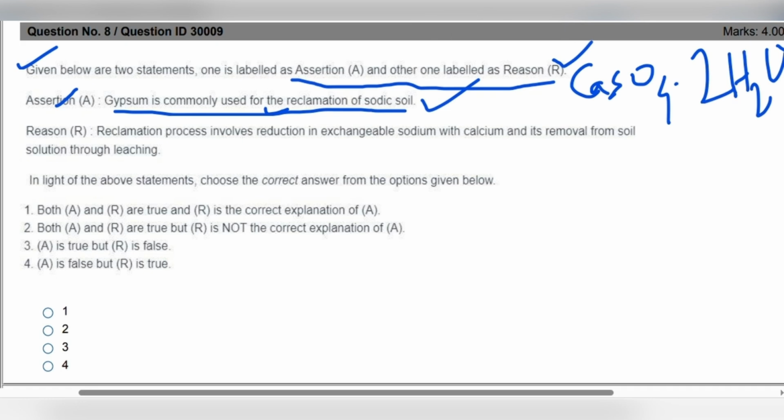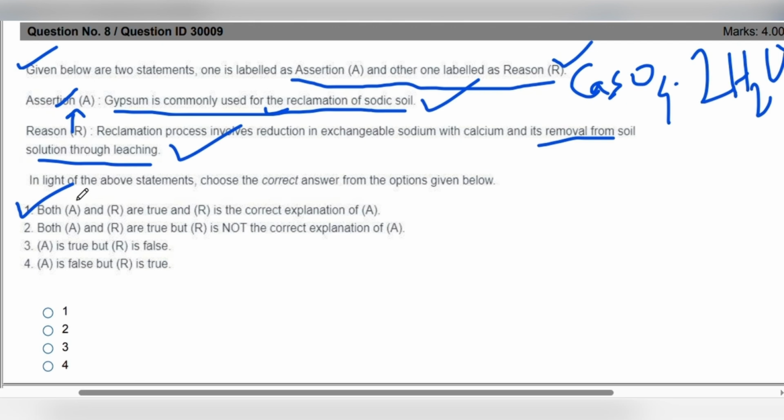And the reason says the reclamation process involves reduction in exchangeable sodium with calcium and its removal from the soil solution through leaching. This is also completely correct. And this is the reason why gypsum is commonly used for reclamation of sodic soil. So the answer will be option 1. Both A and R are true, and R is the correct explanation of A.